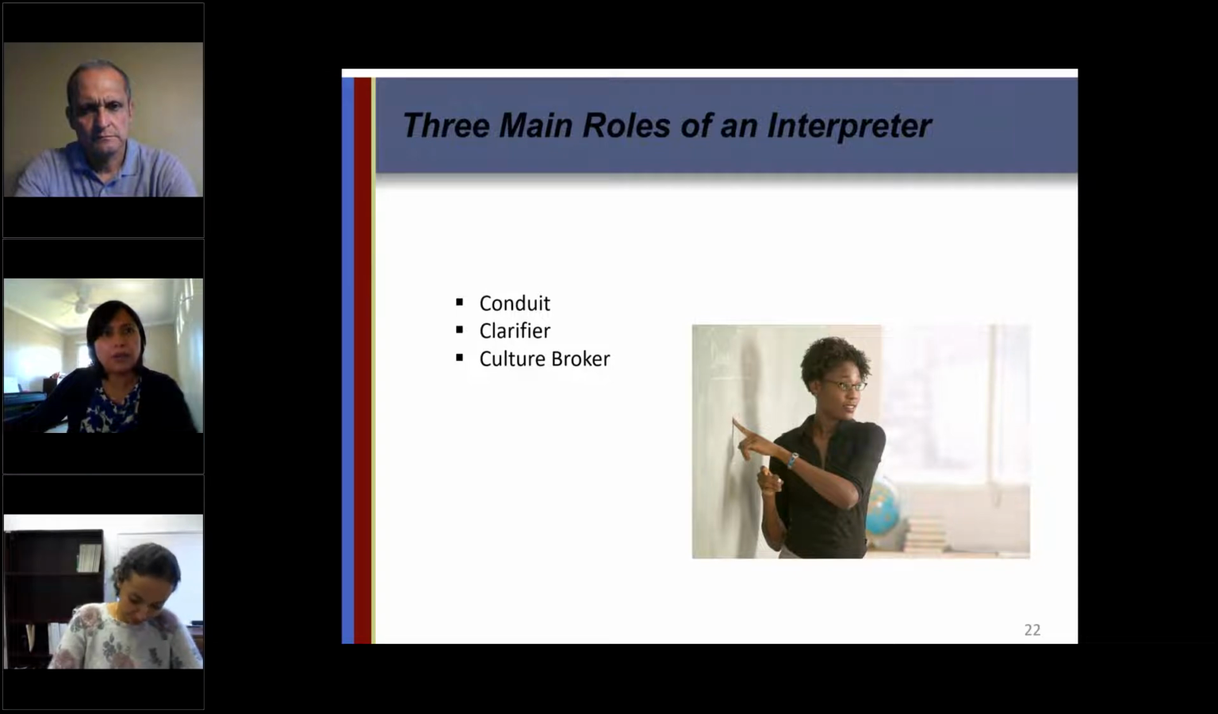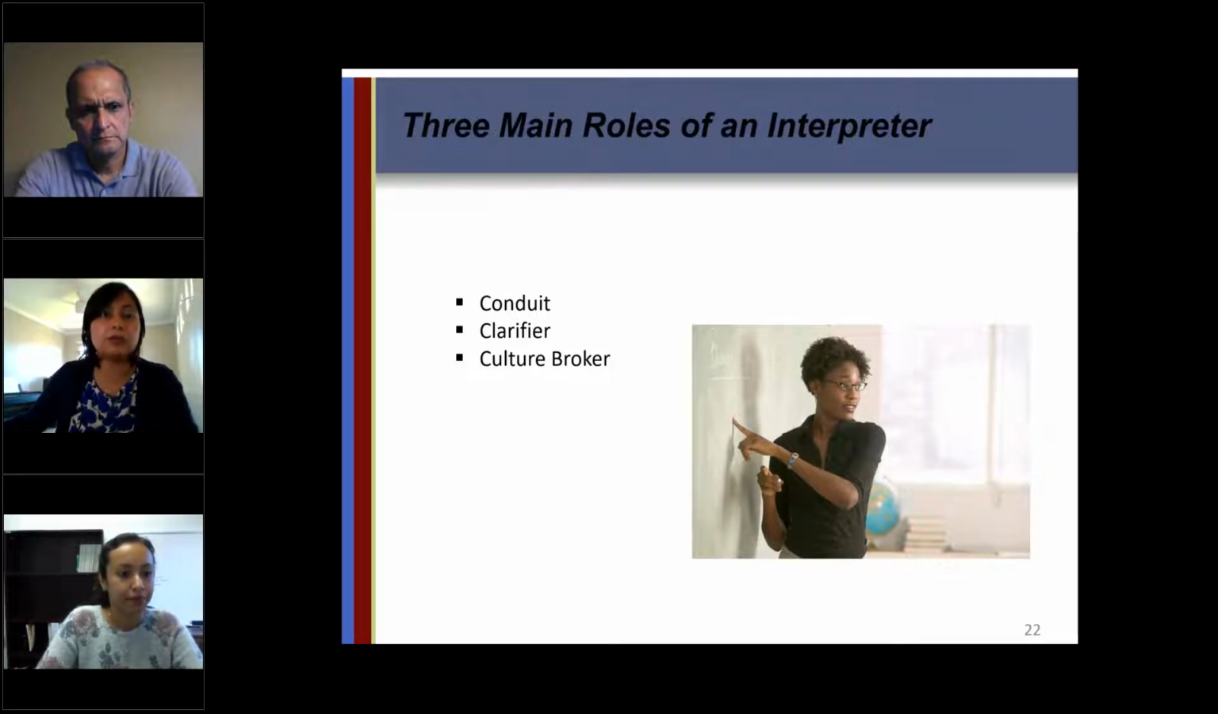There are three main roles of an interpreter. So the preferred role is that of a conduit. And when an interpreter is acting as a conduit, they're rendering literally in one language what has been said in the other. There's no additions, no omissions, no editing, no polishing. The other roles are clarifier.